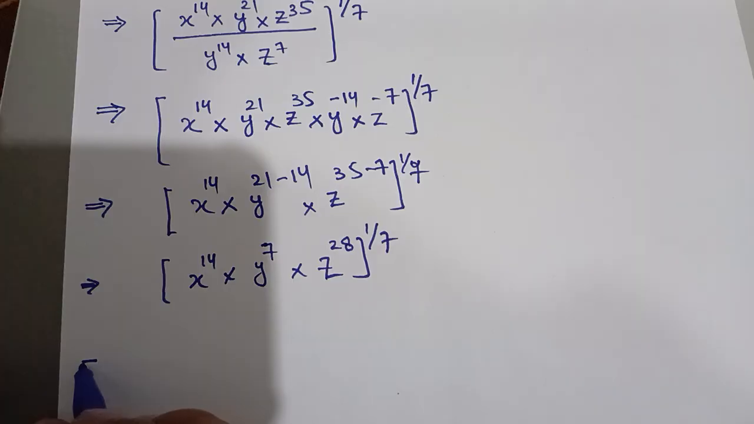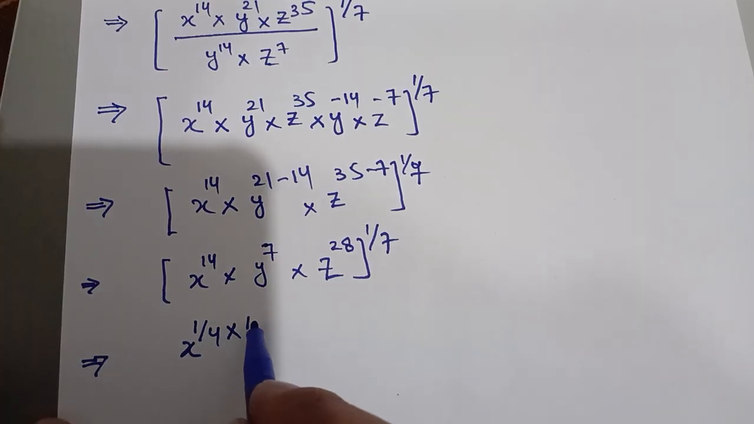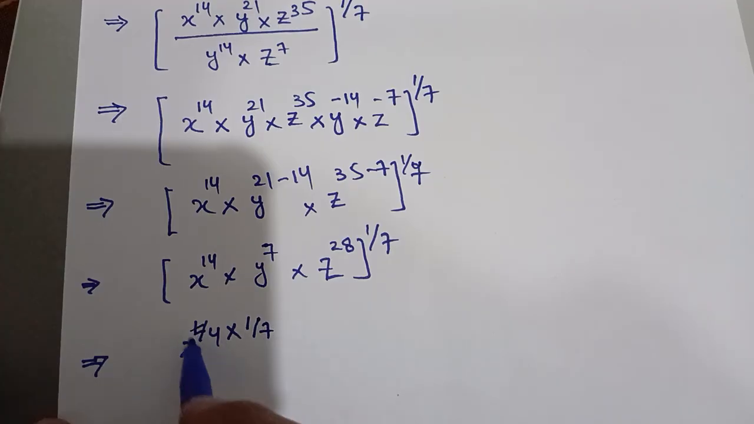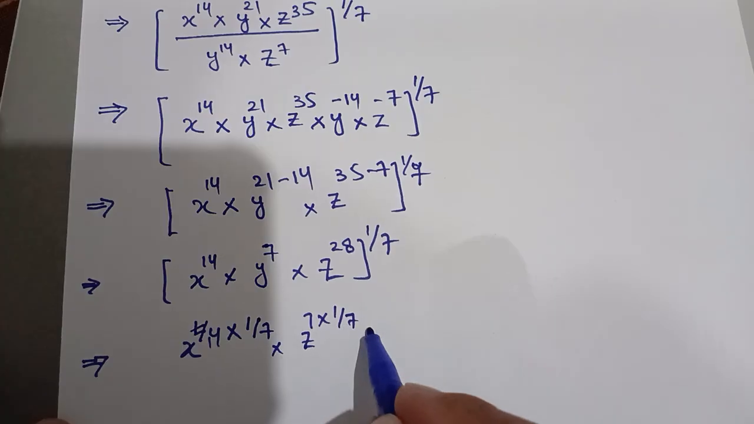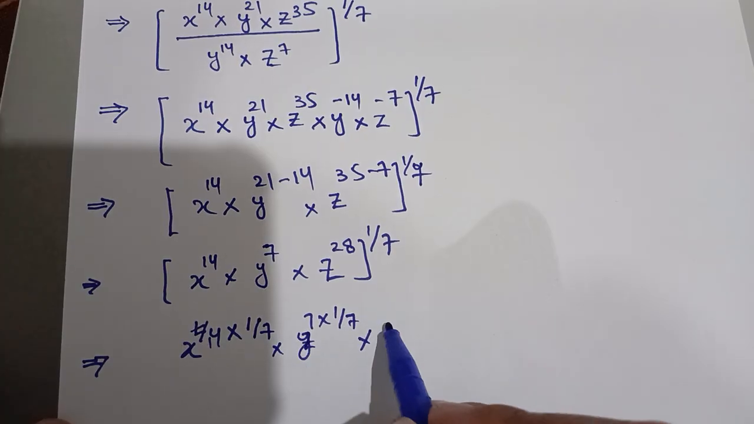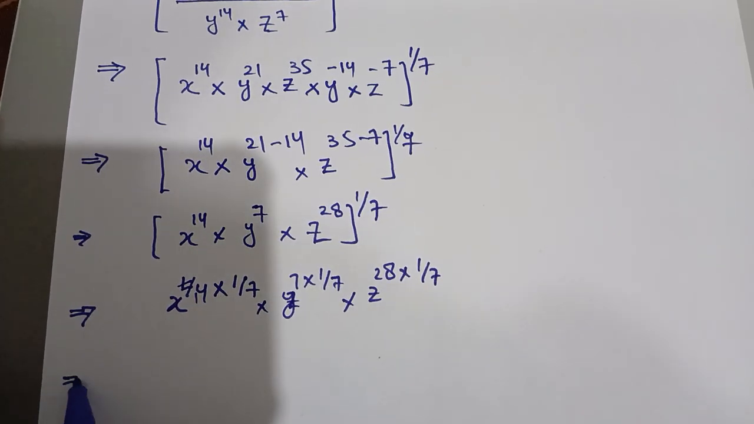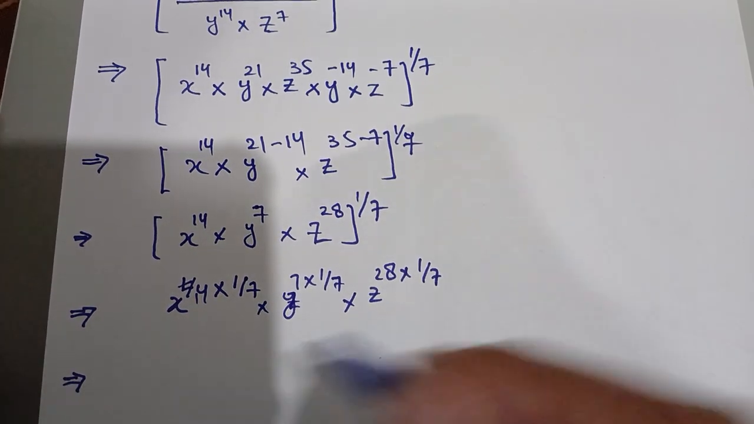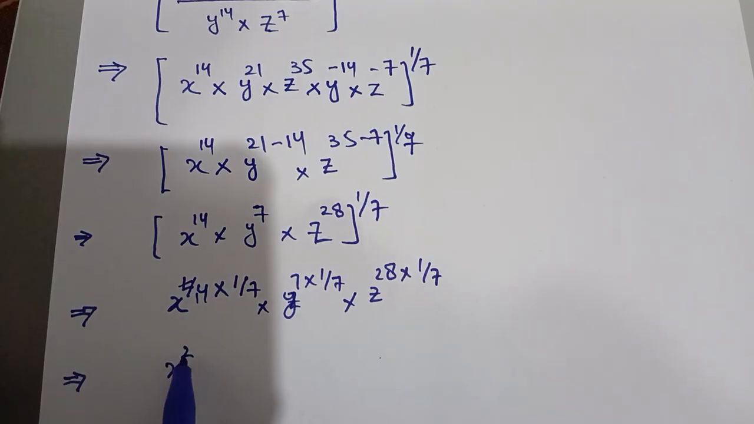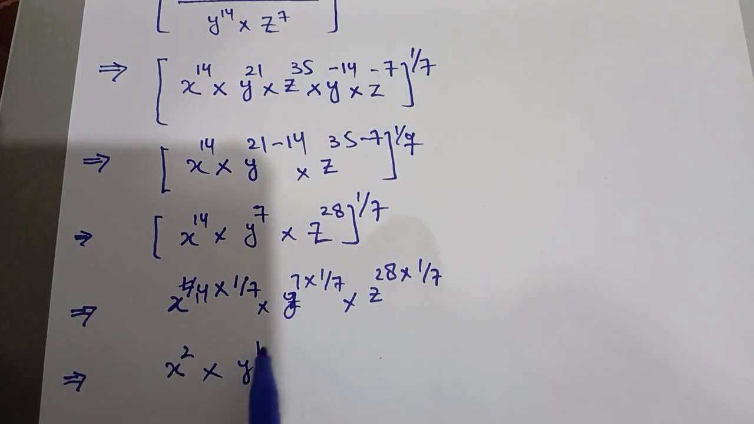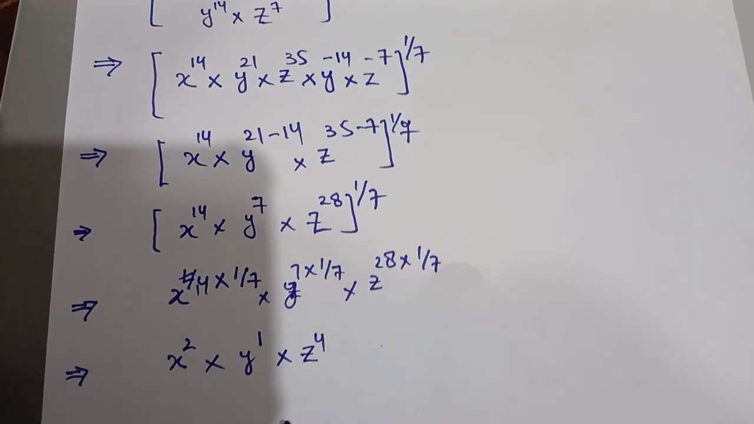Now we multiply the individual variables with their powers: x raised to the power 14, y raised to the power 7, z raised to the power 28, multiplied by 1 by 7. So 1 by 7 multiplied by 14 gives x to the power 2, y with the power 1, and z 28 divided by 7 comes out to be 4.